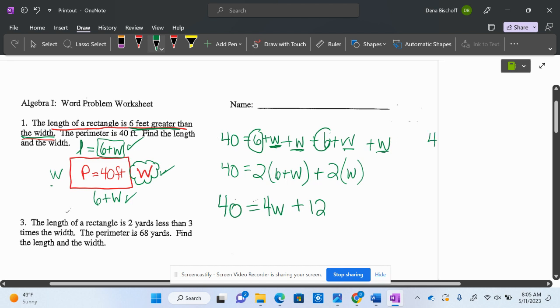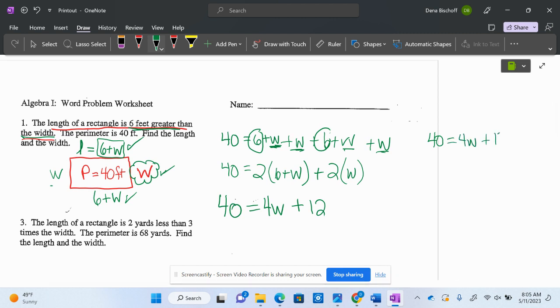Yeah, subtract 12 from both sides. So 40 equals 4W plus 12. I'm going to subtract 12 from both sides. 40 minus 12 is 28 equals 4W. Divide both sides by 4. And I find out that W is 7.